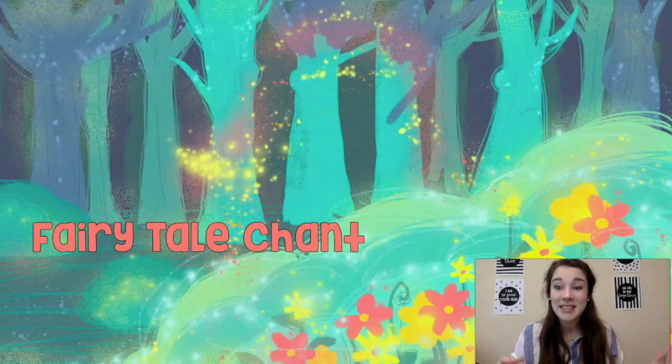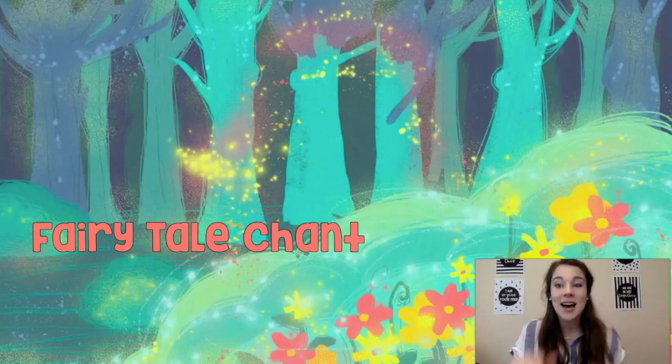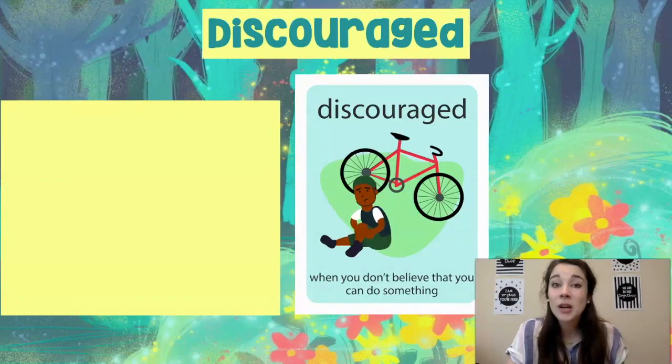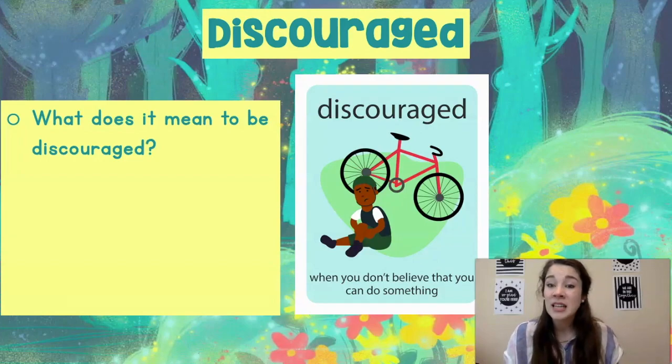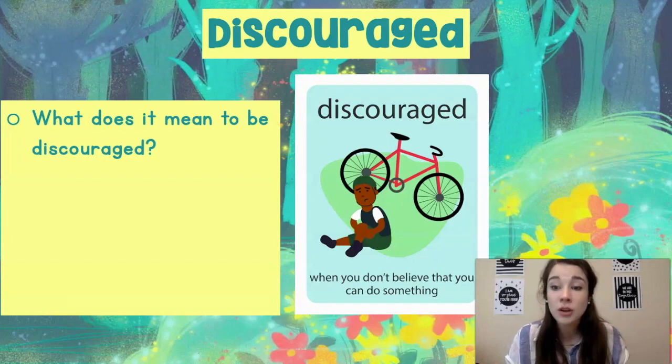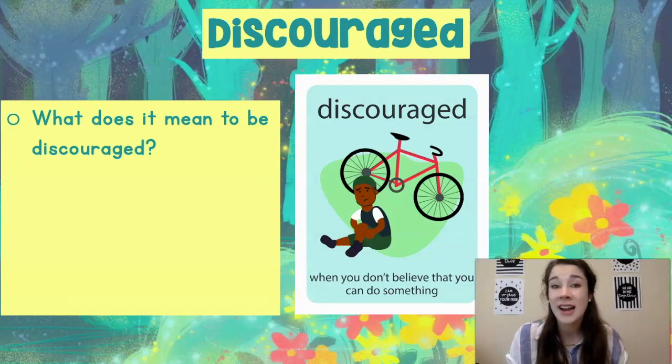Awesome job remembering the fairy tale chant with the good and evil characters. You did so good. Love it, scholars. Now let's go look at some of the feeling words we're going to see in today's story. Today, we're going to see somebody feeling discouraged. What does it mean, scholars, to feel discouraged? Yeah, I see in the picture there's a boy on a bike and maybe he fell off and he looks really sad. He has a frown on his face. The card says, when you don't believe that you can do something, you're discouraged. Maybe he fell off his bike and he doesn't want to try to ride his bike again because he's discouraged and doesn't think he can do it anymore.